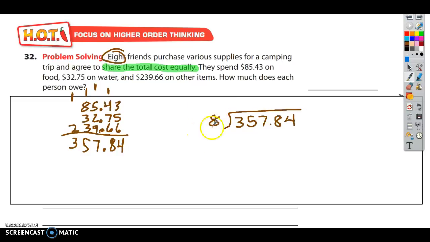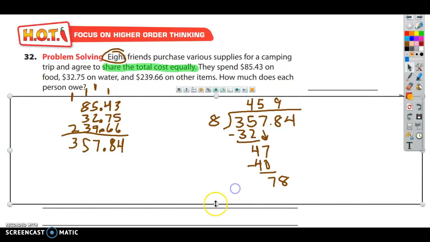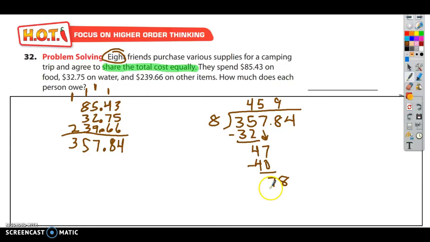There's no decimal in the divisor, so that's going to make this pretty easy. 8 goes into 35 4 times. 4 times 8 is 32. 8 goes into 47 5 times. 5 times 8 is 40. 8 goes into 78 9 times. 9 times 8 is 72. 8 goes into 64 8 times. 8 times 8 is 64. I'm done. Decimal comes straight up.